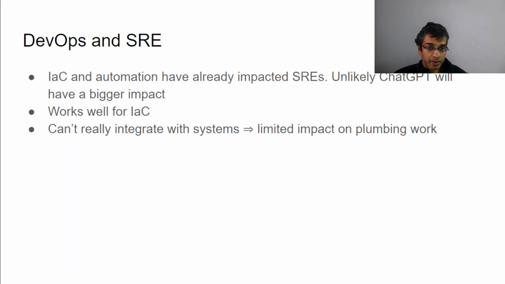The place where ChatGPT will actually have an impact is generating infrastructure as code. I tested it with generating some of the Terraform code, and it does well. But since it cannot really integrate with systems, there will be limited impact on the plumbing work. Again, unless someone combines ChatGPT with some layer on top that integrates it with the infrastructure, and then you may actually have a bigger impact. But overall, I think DevOps and SRE is a space where there will be some impact, but not as much impact as I would expect, impacting junior product managers and essentially junior engineers, as far as implementation is concerned.